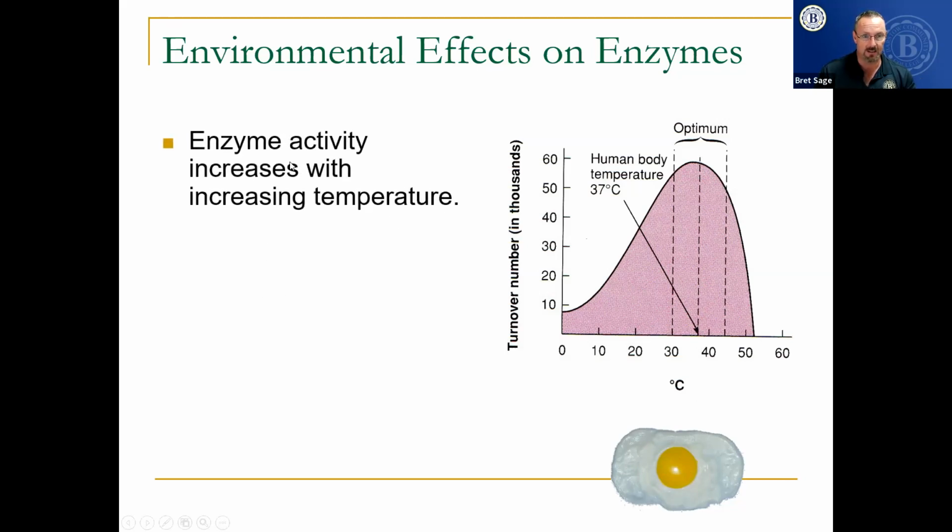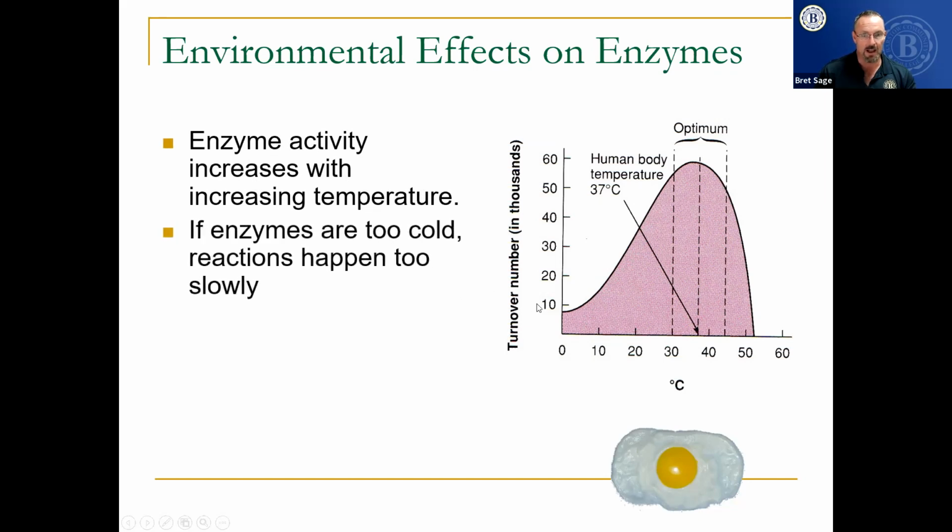This figure shows enzyme activity increases with increasing temperature. This is the rise in the activity as we move from left to right. If reactions are too cold, reactions happen too slowly. So if we go to the left, you can see you're not doing enough with the enzyme because it's moving too slowly. We want to be way up here. So we have to be around body temperature. So one of the reasons that people die due to hypothermia or being too cold is their enzymes are moving too slowly to make the energy they need to stay alive.